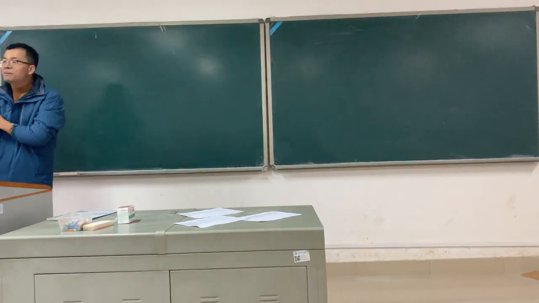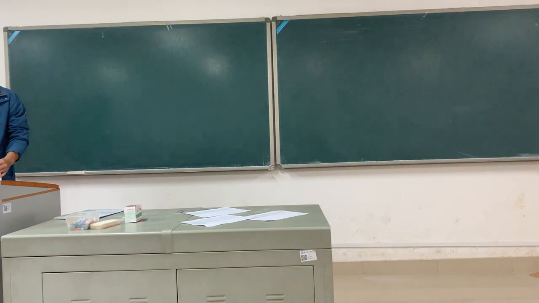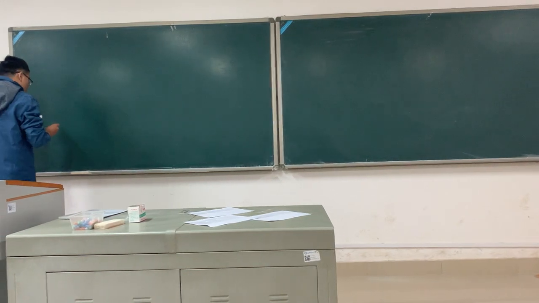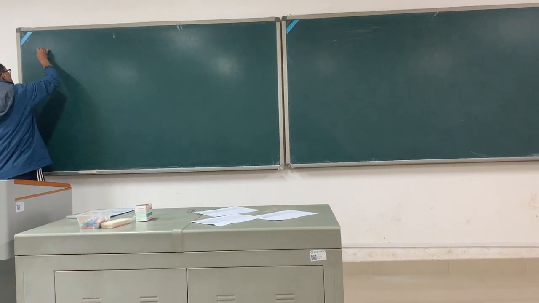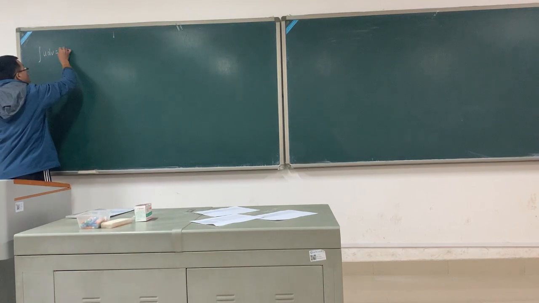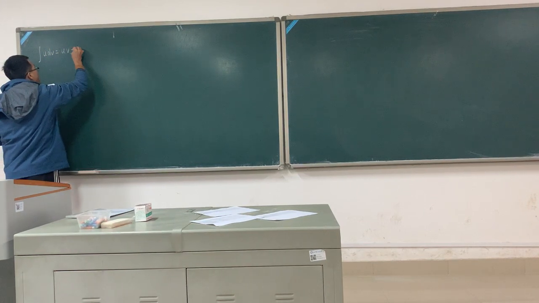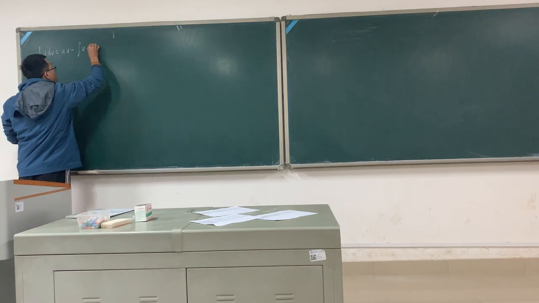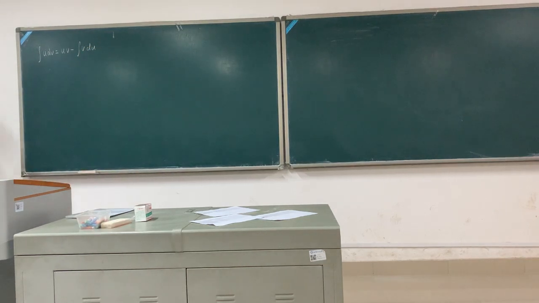Integration by parts. What is the formula? The formula is the integral of u dv equals uv minus the integral of v du. So this is integration by parts.